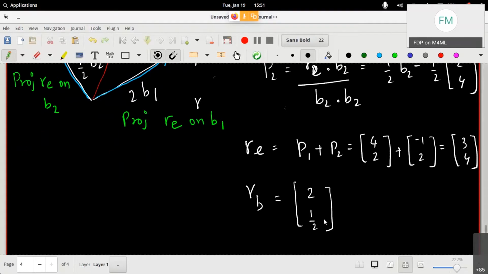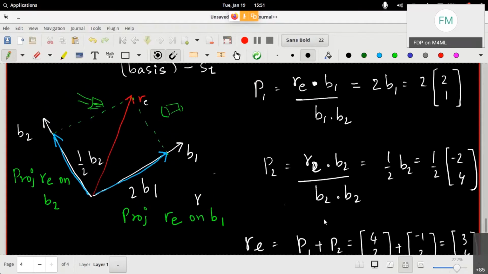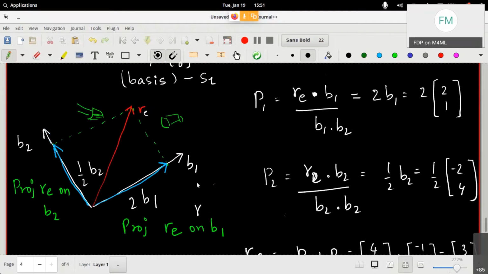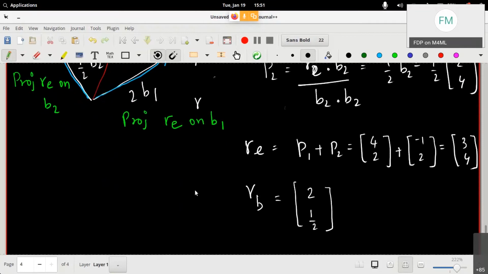So that was indeed what you got. So it's 2 and 1/2. That was your basis vector. So all you have to do is just reverse transform this. You should be able to get this.